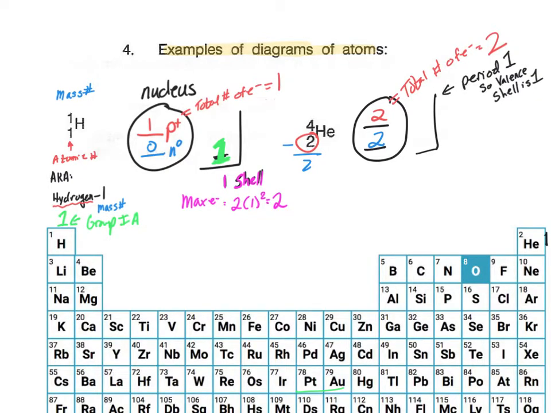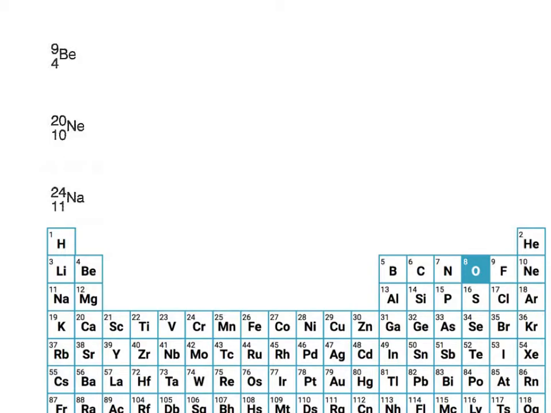This is one of the exceptions. It is in group 8, but it only has 2 valence electrons because there are only 2 electrons available. It is a little bit weird because of its position. Let's try beryllium-9.